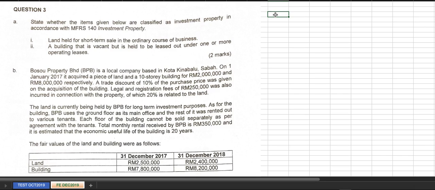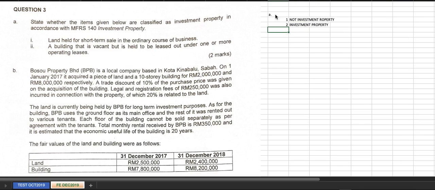Okay, A1: land held for short-term sales in the ordinary course of business. So the answer is not investment property. Okay, question 2: a building that is vacant but is held to be leased out under one or more operating leases. So this is investment property.